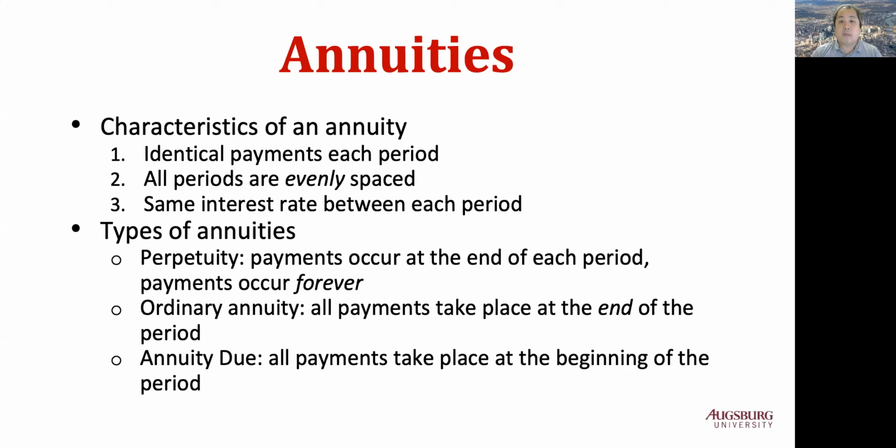There are three different types of annuity. The first one is called the perpetuity. Perpetuity's payments occur at the end of each period, and it never stops. Payments occur forever, an infinite problem. The second one is the ordinary annuity. Ordinary annuity payments take place at the end of the period, and it matures. The third one is annuity due. Its payments take place at the beginning of the period, and it ends. So it matures.